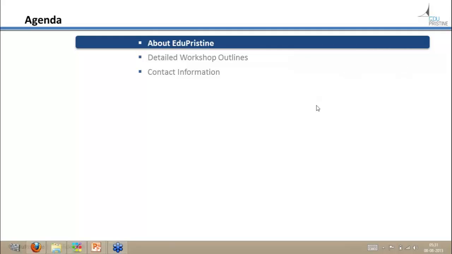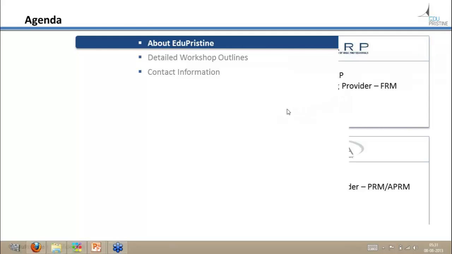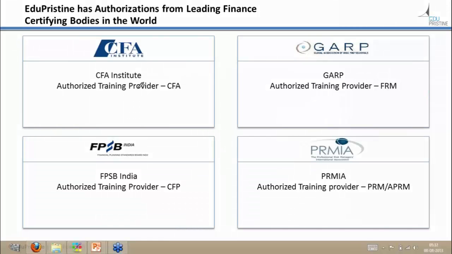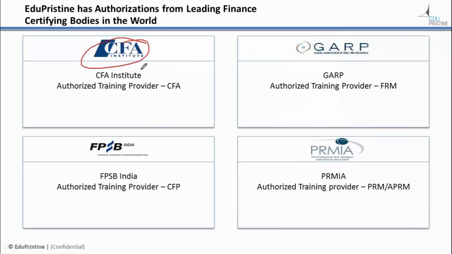So to start, let's have a quick outlook on Edu Pristine. Edu Pristine is the largest authorized training provider for international certifications. We are authorized by CFA Institute for CFA training, authorized by GARP for FRM, for which this demo is, Financial Risk Manager, authorized for CFP by FPSB, and authorized by PRMIA for PRM and APRM.